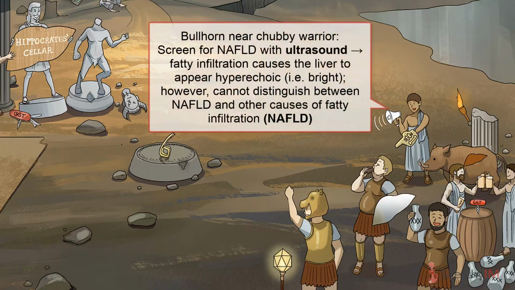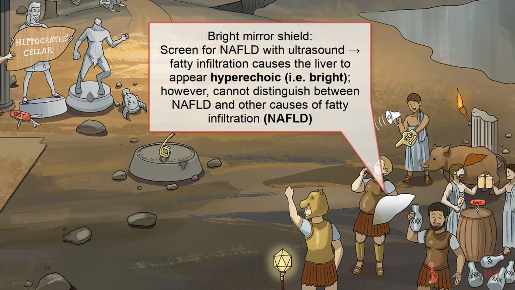The first step is imaging to look for fatty infiltration. This is most often done via ultrasound, although CT and MRI are alternatives. In fact, fatty liver is a common incidental finding when these imaging modalities are performed for other indications. On ultrasound, fatty infiltration causes the liver to appear hyperechoic. That's ultrasound lingo for bright, just like this bright mirror shield reflecting the sunlight.